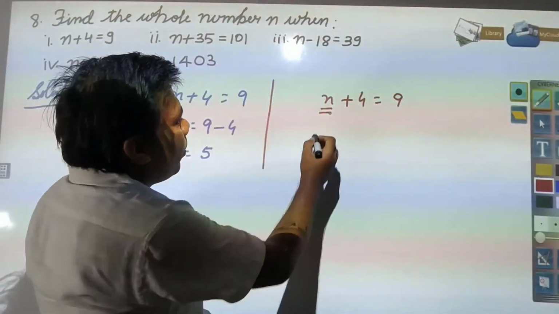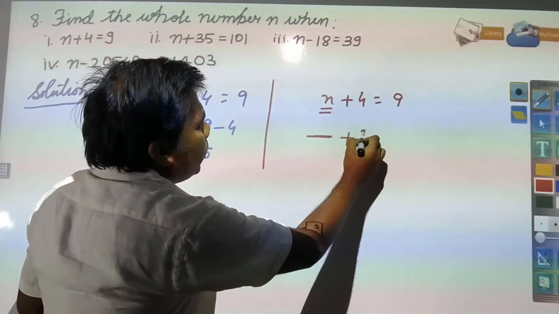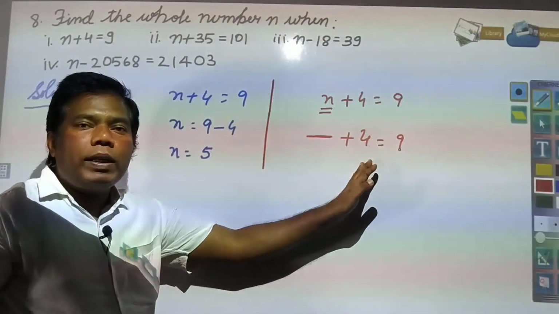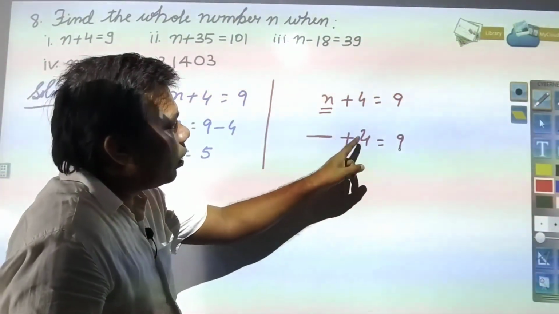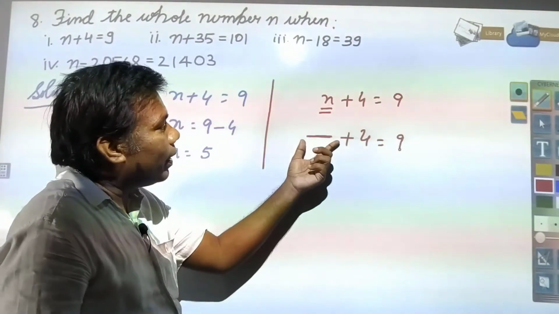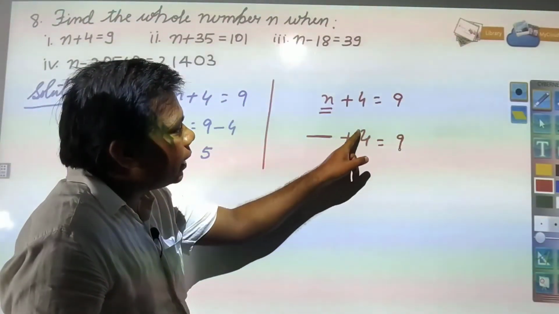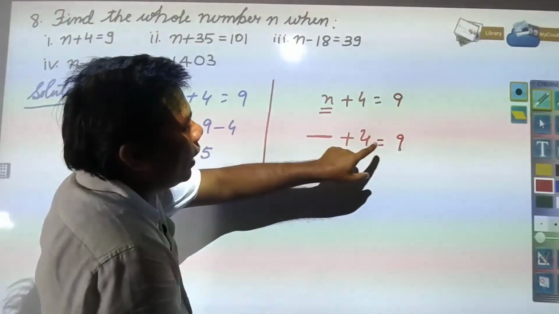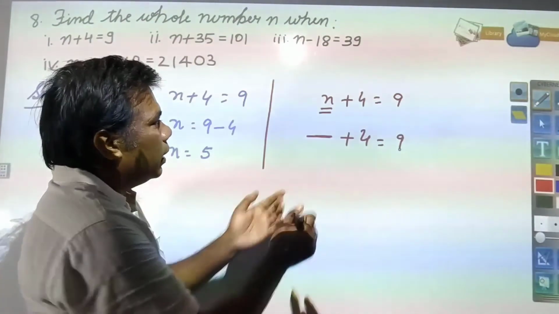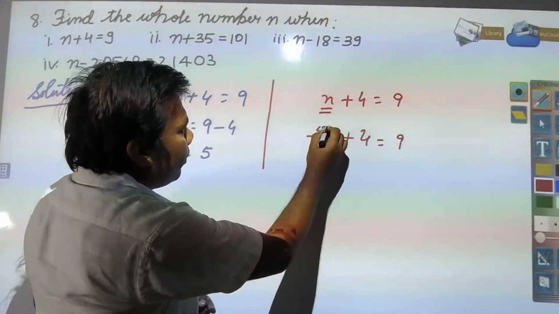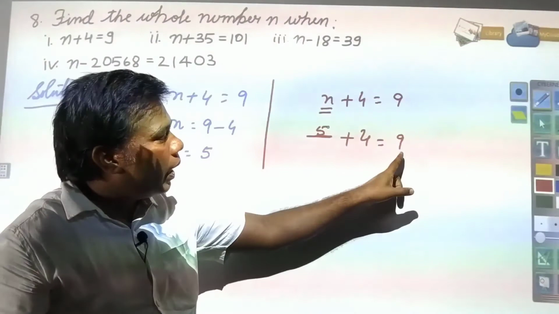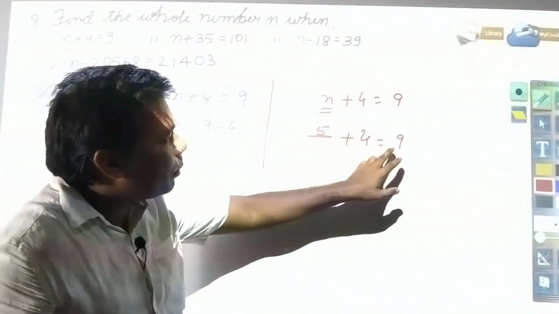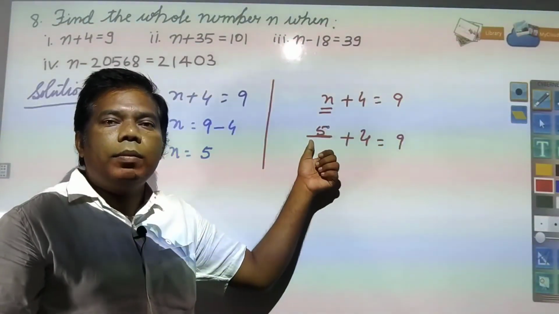Suppose in place of n nothing is there, and you need to add a number with 4 so that we will get 9. So what we need to do? We need to add 5 so that we will get 9. How will you know that 5? By subtracting 4 from 9. Suppose two numbers are being added and you are getting the sum. If you subtract any one of the numbers from the sum, you will get the other number.